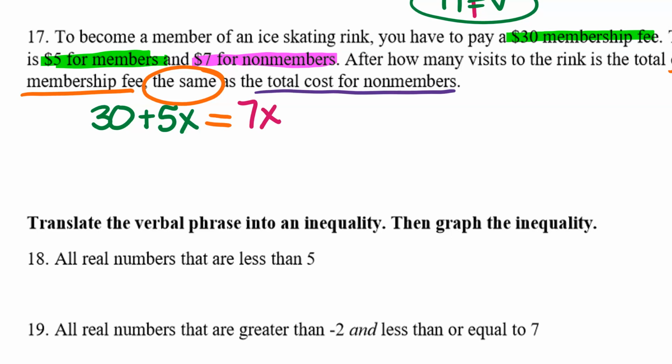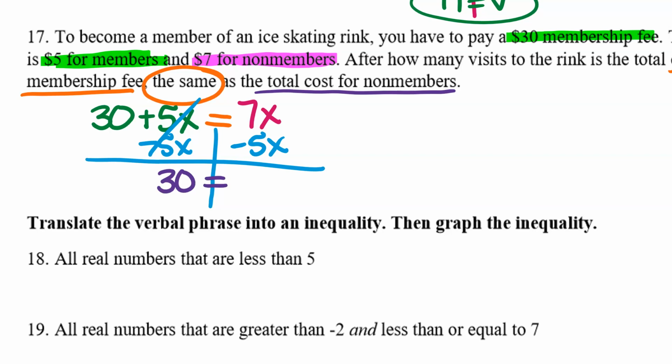So I'm going to figure out if this is worth it. I need letters on one side, numbers on the other. So 5x is my smaller x, so I'm going to do minus 5x on each side. On the left side, I'm left with 30 equals 7 minus 5, which is 2x. Then it's 2 times x, so the opposite of times is divide. So divide by 2 on each side. 30 divided by 2 is 15.